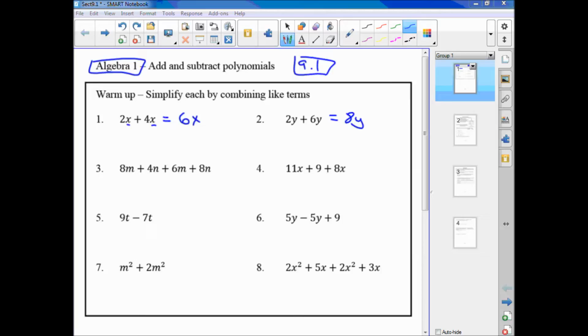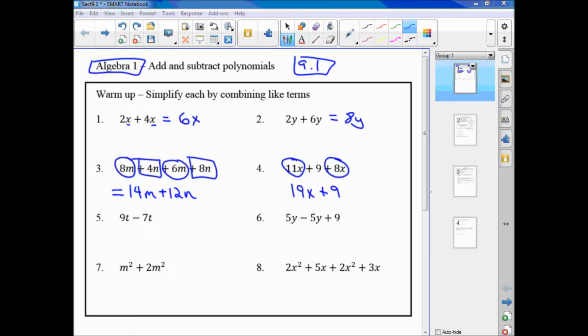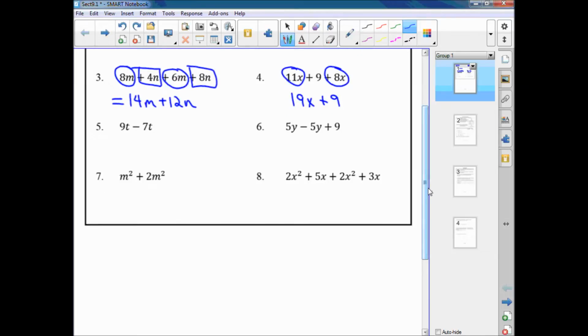Remember, x's will only add with other x's and y's will only add with other y's. So if we get a problem like number 3, we combine only the m's with other m's. So 8 plus 6 is 14m. Then we combine the n's with other n's. So 4 plus 8 is 12n. Number 4, the x's will combine with other x's. So 11 plus 8 will give me 19x. And then the constant term comes down by itself. So we get 9. And number 5, 9t minus 7t is equal to 2t. You do 9 minus 7 and put the t back.